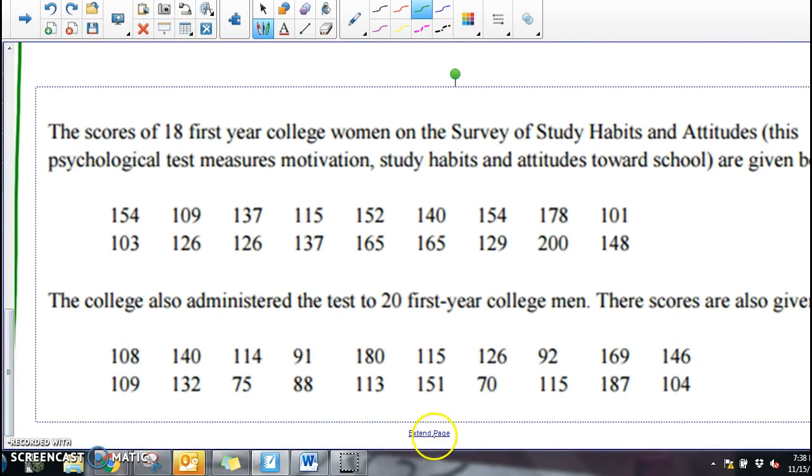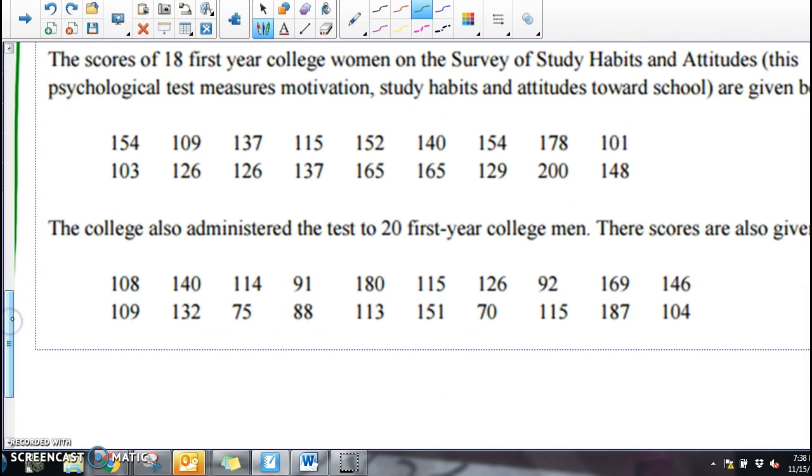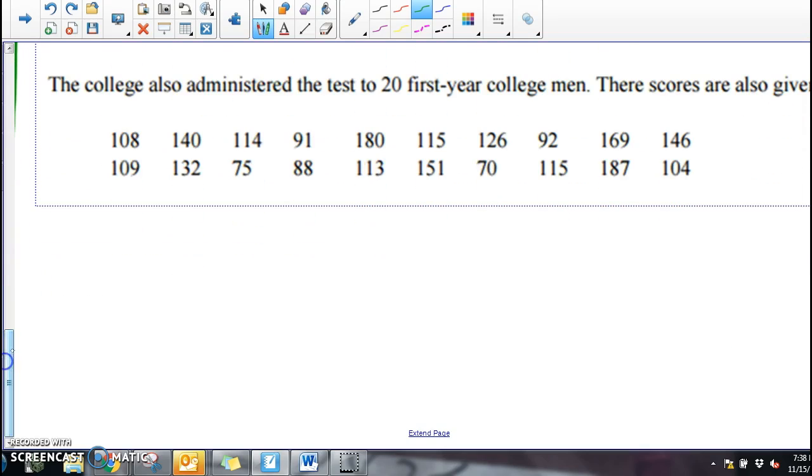So what we are going to look at as our example here is we have actually two things. So we're going to build individual, and then I'm going to show you how we can build a back-to-back. Since these two things deal with the same thing, you can build a back-to-back. So it says the scores of 18 first-year college women on the survey of study habits and attitudes are given below. Okay. So we'll do just women separately.